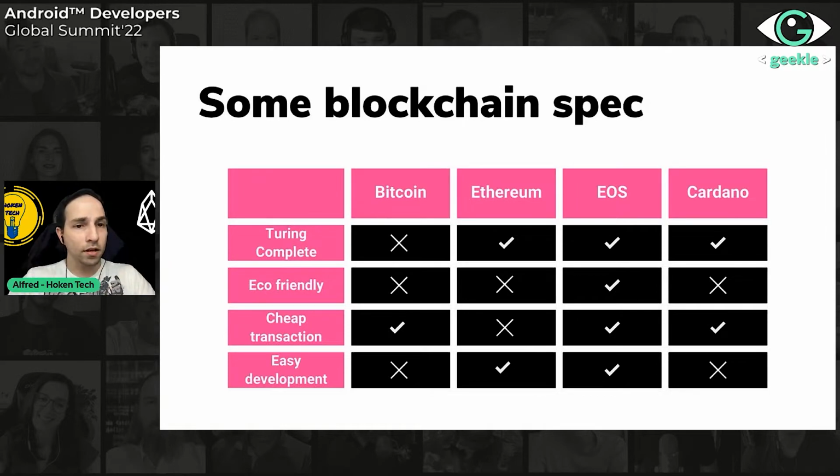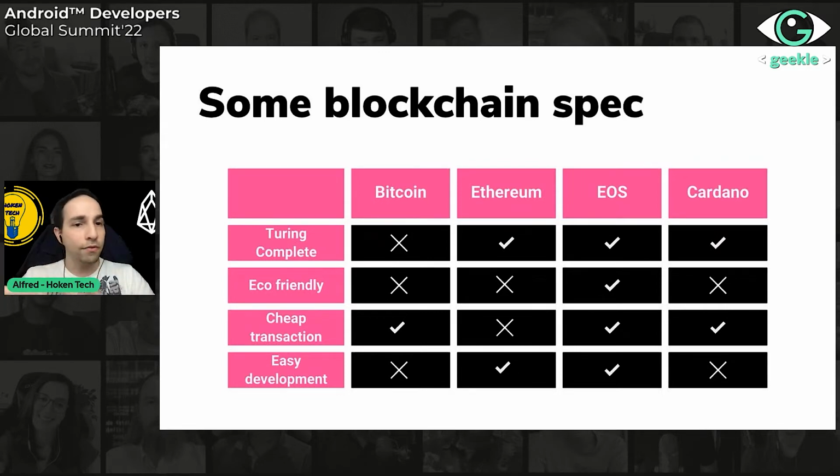And the other parameter that I choose is easy development, because not all blockchains are easy to develop on. In the case of Bitcoin, it's not very easy, because we have to check different things to handle all the information. Because yes, on Bitcoin you can develop some kind of smart contract.